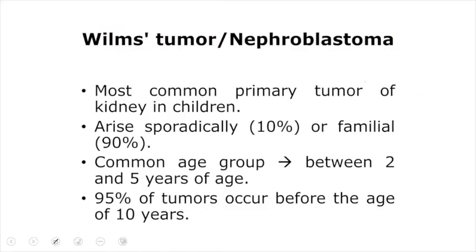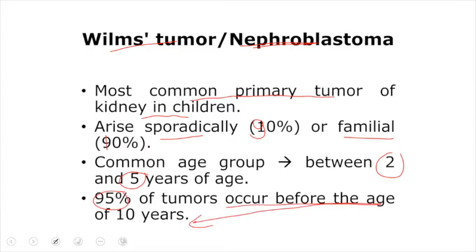So let us see what a Wilms tumor is. Wilms tumor is also known as nephroblastoma, and it is the most common primary malignant tumor of the kidney in children. Basically, it occurs at 2 to 5 years of age. It can be familial or sporadic, as I have already discussed, and the sporadic variant is more common than the familial variant. Sorry, it has been written wrong here. It is basically 90% sporadic cases and 10% familial cases, and 95% of these tumors occur before the age of 10 years. The peak age of incidence is 2 to 5 years.